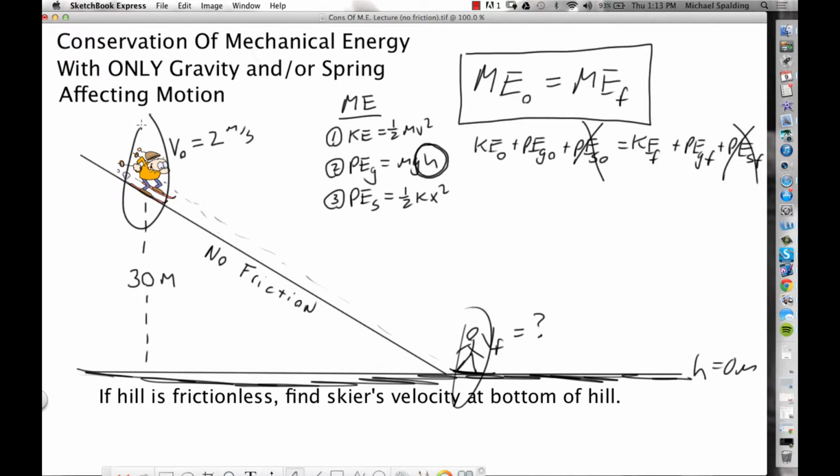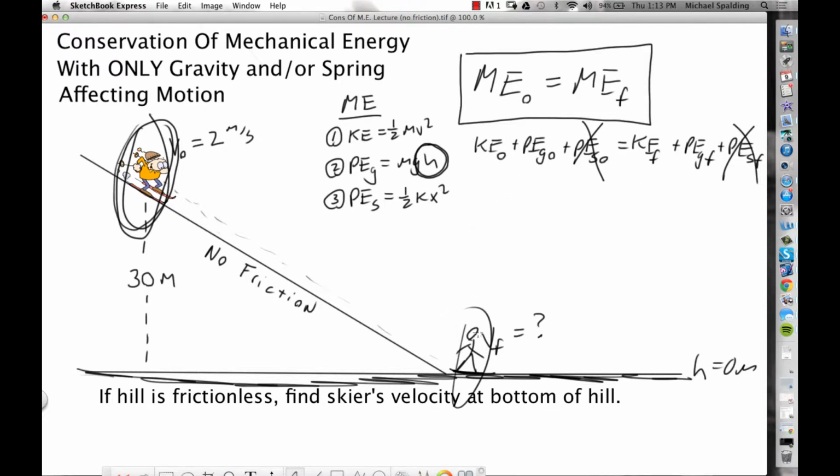So looking at the guy at the start up here, do we start with kinetic? Is he moving? Yeah, he's got a velocity. So don't cross out the kinetic. Does he have potential of gravity? Yeah, because he's above the zero point. Gravity can make him go faster, right? So don't cross out potential of gravity. If you're above the zero point, then you have potential energy.